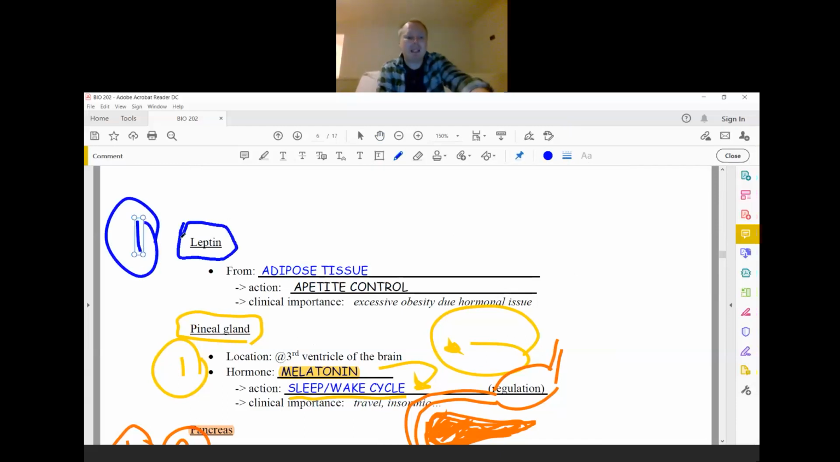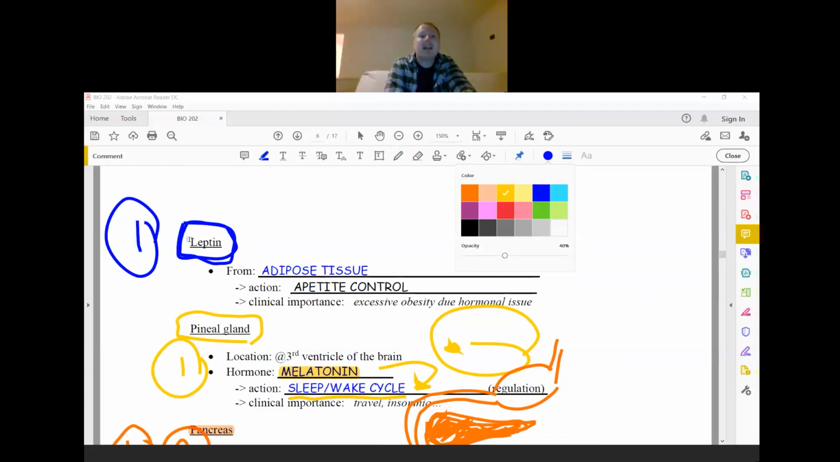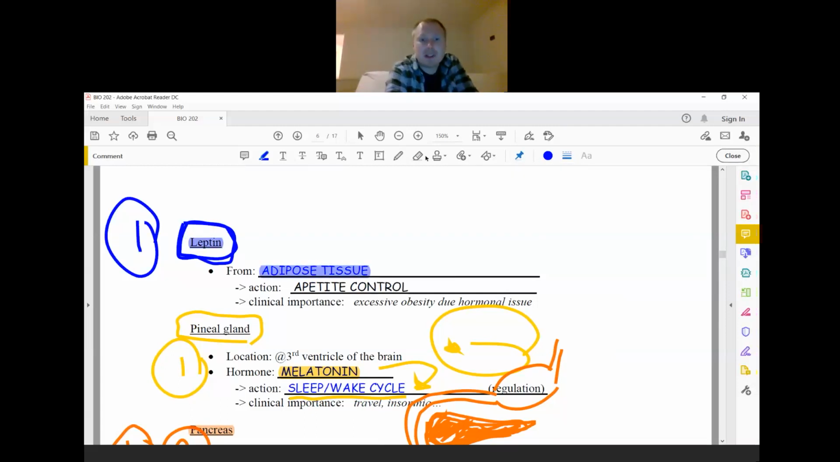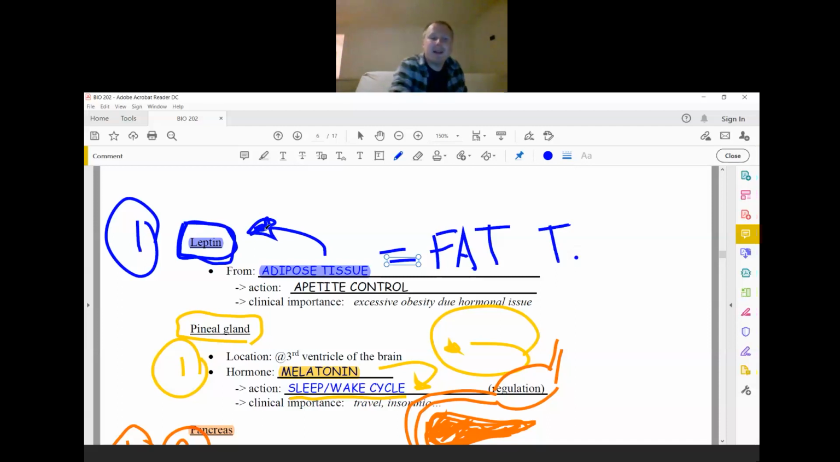It's one of these hormones that it's hard to pinpoint to any particular body part. Instead, it's easy to pinpoint it to a particular tissue type. So we believe and know at this point that it is the fat tissue, so adipose tissue, that produces leptin. And leptin is a hormone that controls your appetite. So if you don't have enough leptin, or if you have too much leptin, we will have problems.